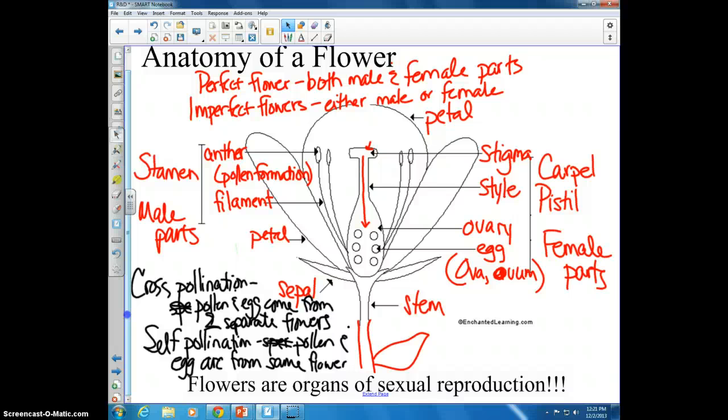Any questions on the anatomy of a flower, the sexual reproductive system of a plant? Okay.